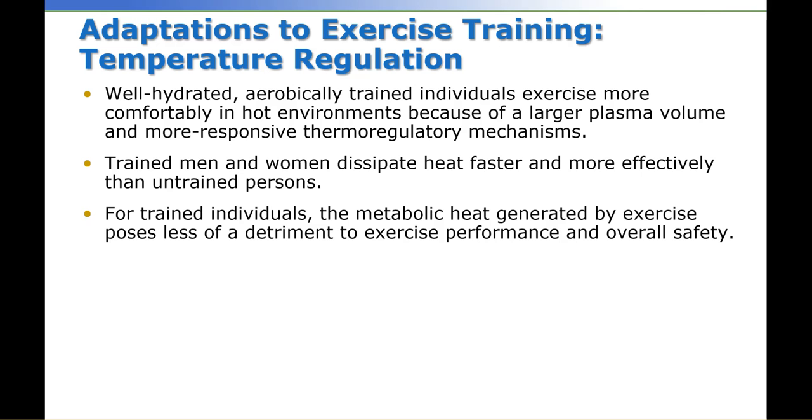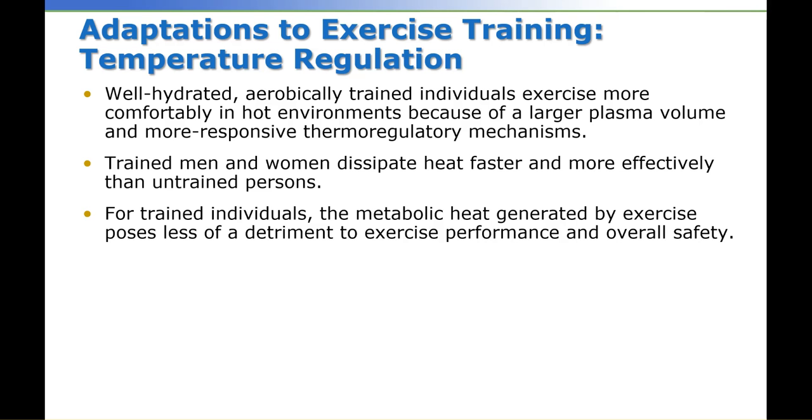Adaptations, exercise training, temperature regulation. So well-hydrated, aerobically trained people are able to exercise in hotter environments because they have larger plasma volume and more responsive thermoregulatory mechanisms. Like I said, about 20% more plasma volume. You have more blood flow going through the body, which gets oxygen to the tissues more effectively.